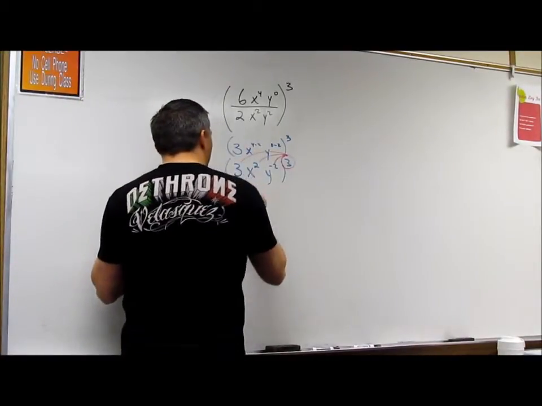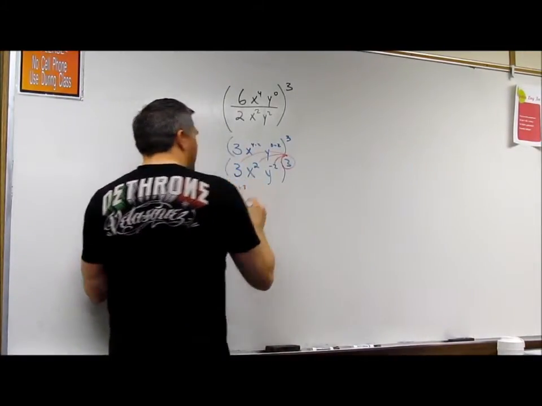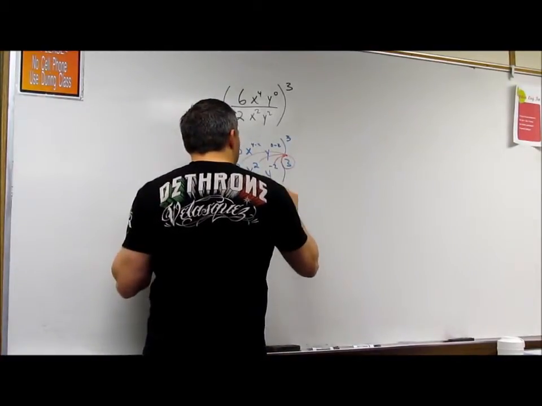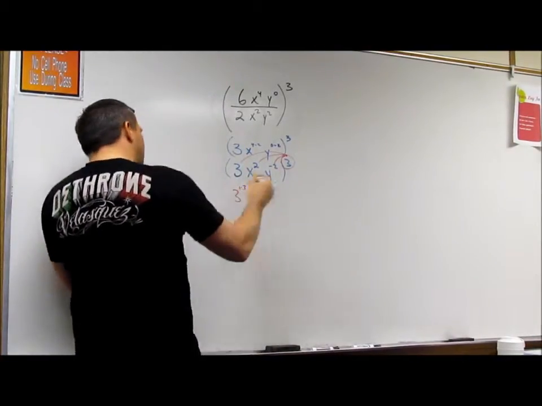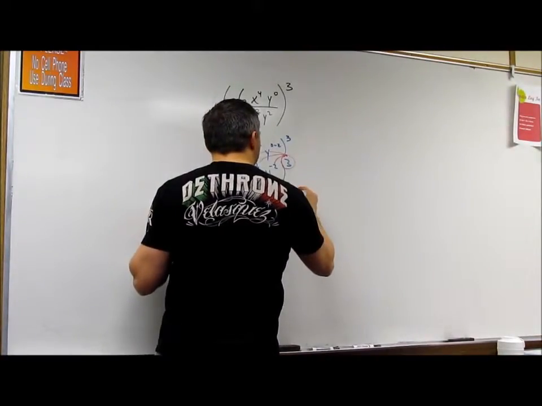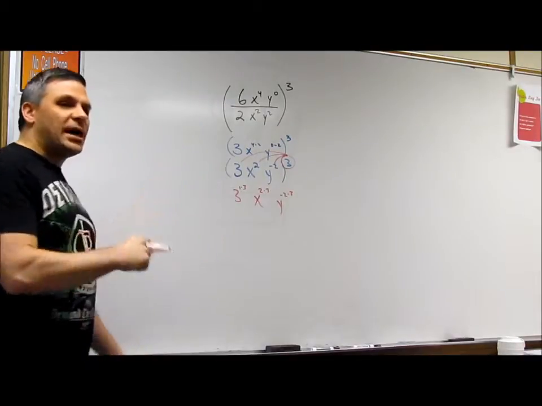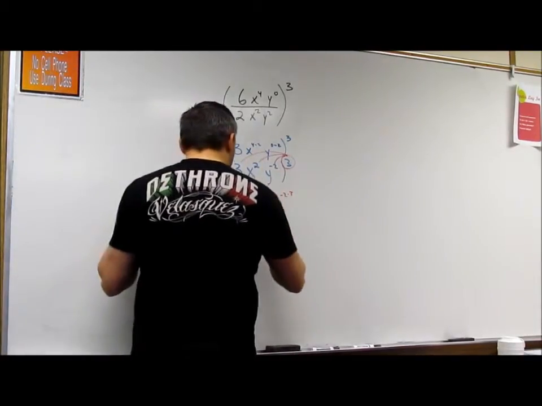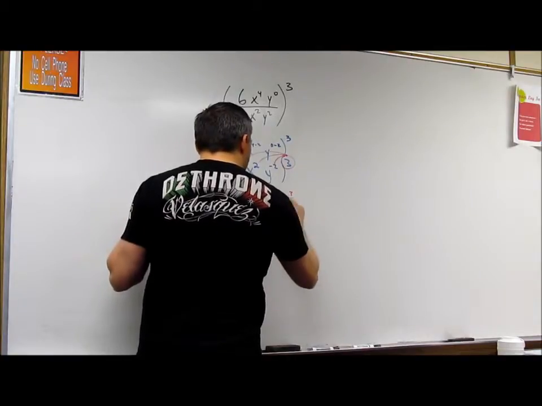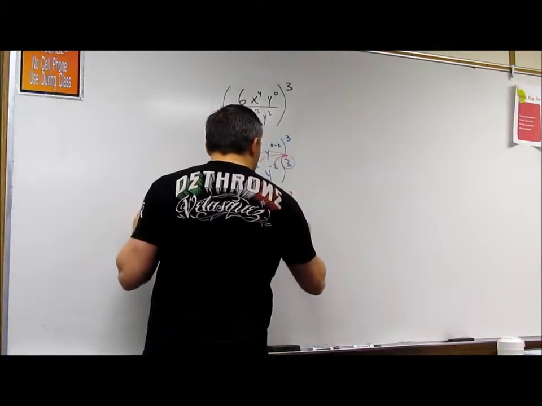So I have 3 to the 1 times 3. So the 1 times the 3. X to the 2 times the 3. So it's the 2 times the 3. And then y to the negative 2 times the 3. Or it's negative 2 times the 3. And what I end up with is 3 to the 3rd, x to the 6th, and y to the negative 6th.